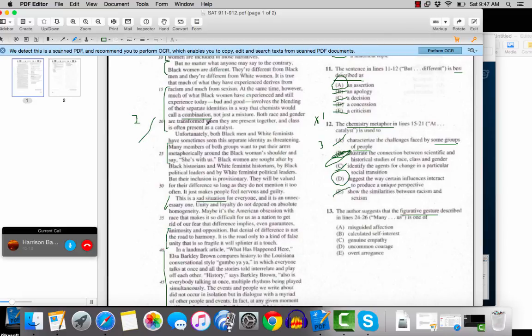So we've got black men on one side, white feminists, and what is the gesture? It says many members of both groups want to put their arms metaphorically around the black woman's shoulder and say, she's with us. Now, let's just analyze this. Before we look at the answers, why would black men and white feminists want to put their arms around her metaphorically and say, she's with us?